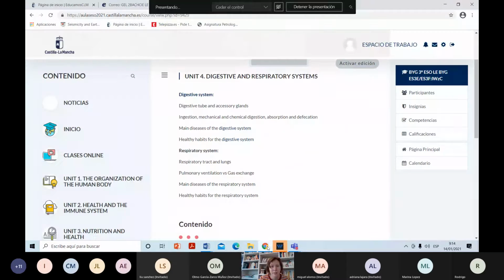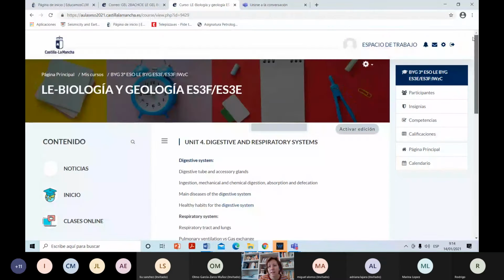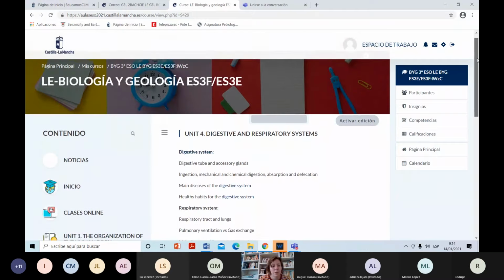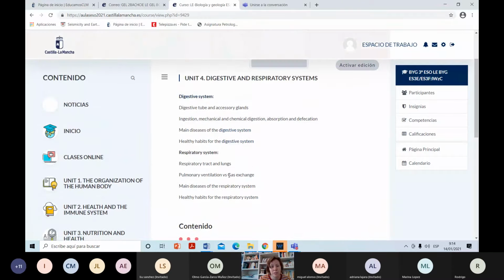Let me share my screen. I guess that everyone can see it. What you're seeing right now is your virtual class, that it works better than it did yesterday. And I wanted to show you the virtual class because, as you know, in Unit 4, you've got all the contents that are included in this unit. We've seen almost everything in the digestive system. Sorry.